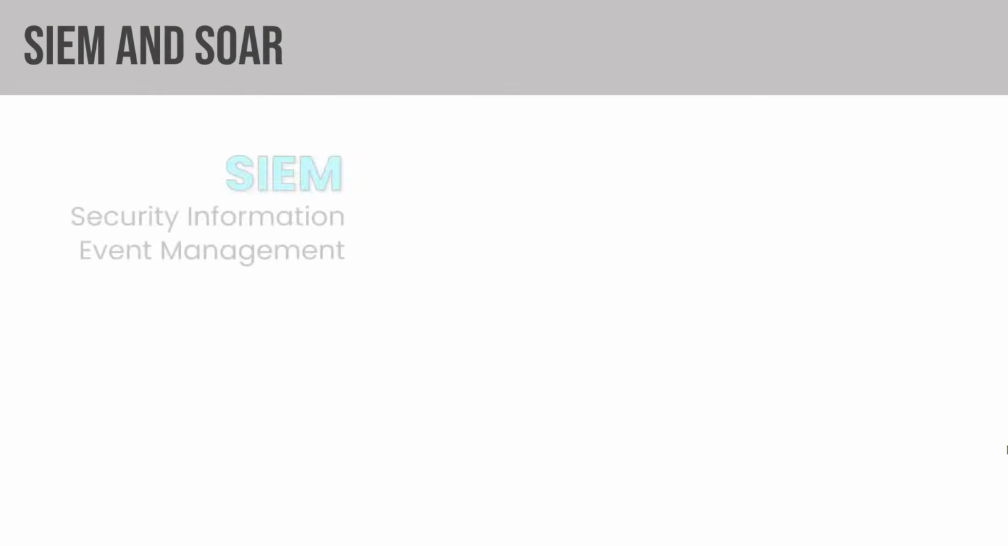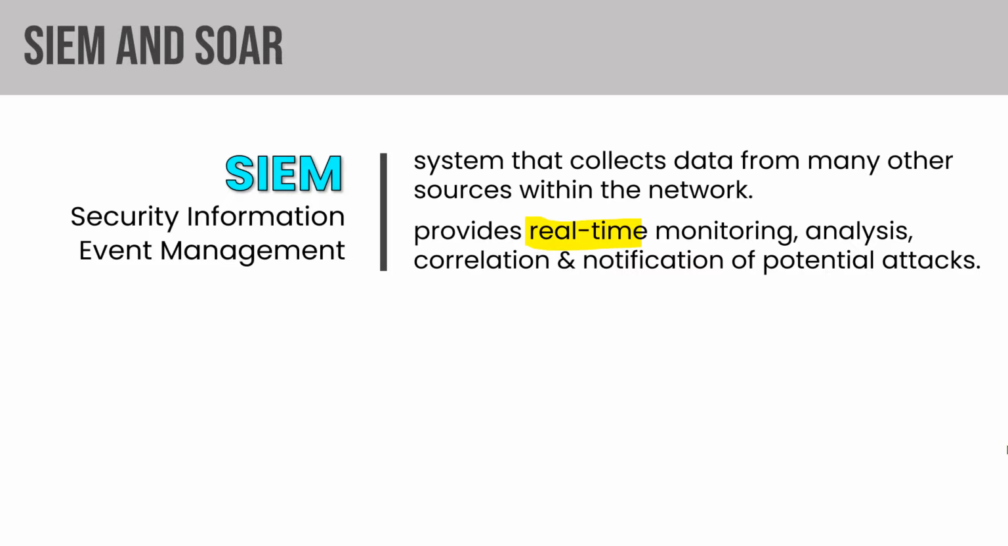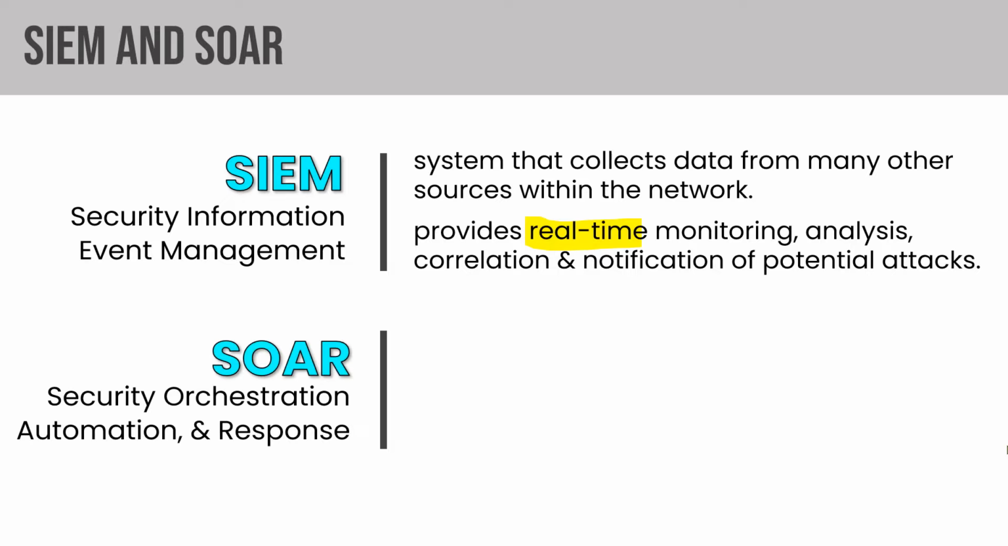All right, so SIEM and SOAR. So SIEM is an acronym that stands for Security Information Event Management. So that's a system that collects data from many other sources within a network and then provides real-time monitoring, analysis, typically correlation and notification of potential attacks. So a SIEM is often ingesting information from network devices and syslog servers, and in Azure from cloud services like Azure Active Directory or Azure Activity Logs, any number of Microsoft and third-party services.